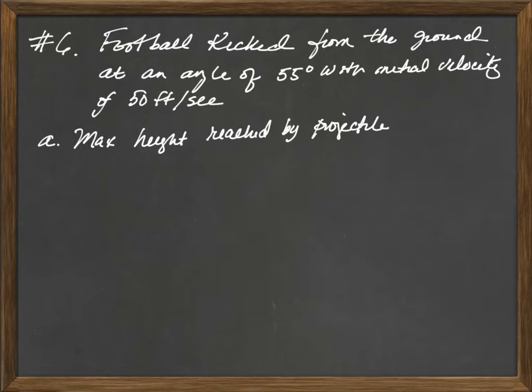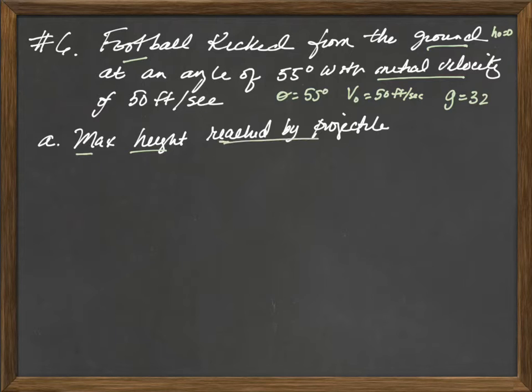Number 6 is about a football being kicked from the ground. So we know h naught equals 0, at an angle of 55 degrees, so theta equals 55 degrees, with an initial velocity of 50 feet per second, so v naught is 50 feet per second, and that means gravity is in feet, so gravity is 32 if we need that. The first thing it asks is, give me the maximum height reached by the projectile.